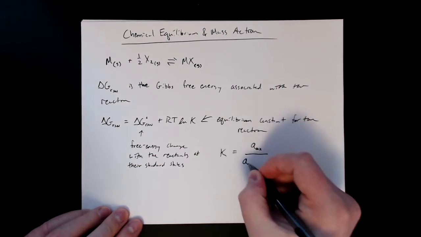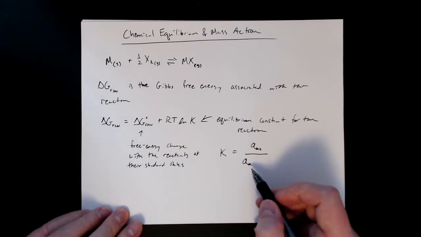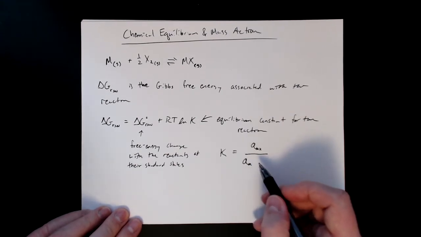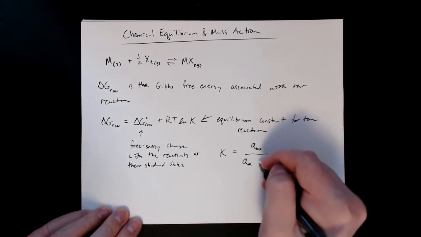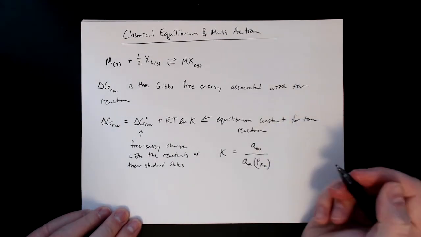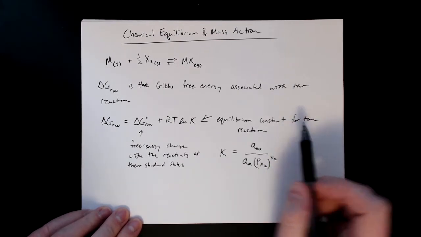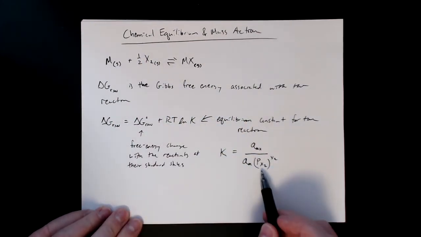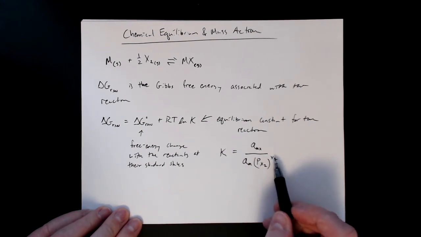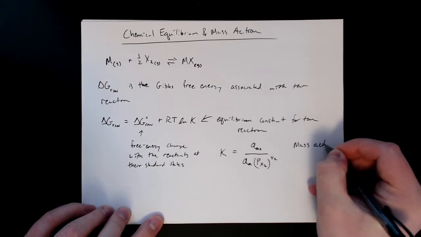So we have A sub M, so the activity of the metal M. And then because we define the activity of a gas by its partial pressure, then we can simply replace that with the partial pressure of that compound. And all of these are raised to the coefficients out front. So all of those were 1 except for this. So the pressure is raised to 1/2 for this case. So this is known as the mass action expression.